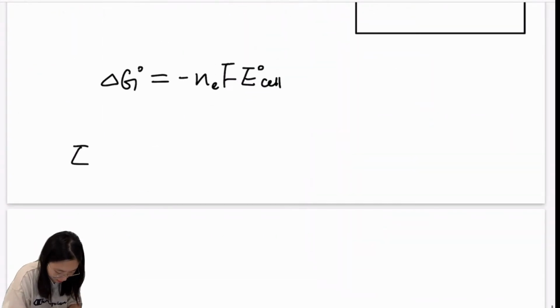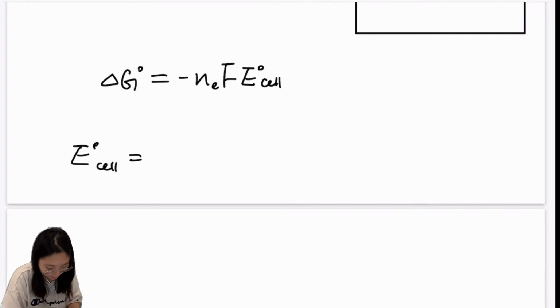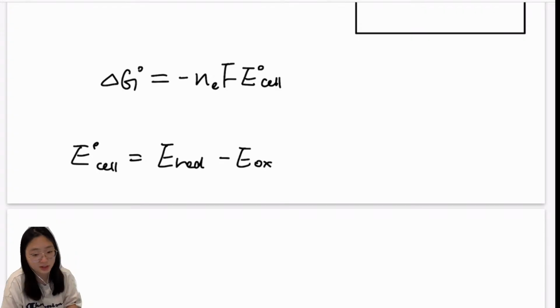So the cell potential is equal to, according to the formula sheet, the reduction minus the oxidation. But to be honest, this is not what I prefer, because I feel like this is very confusing to me. So what I prefer is to reverse the oxidation and then just add up all the cell potentials.